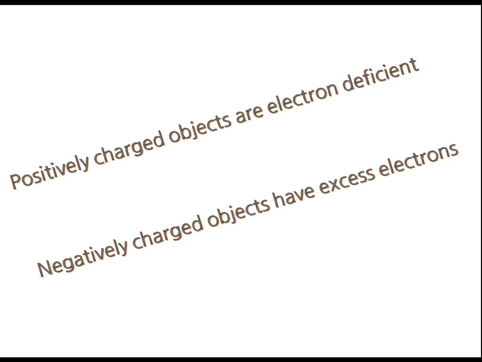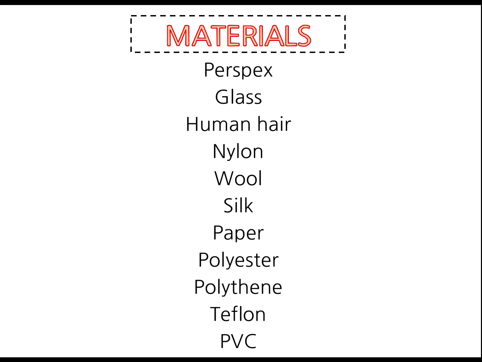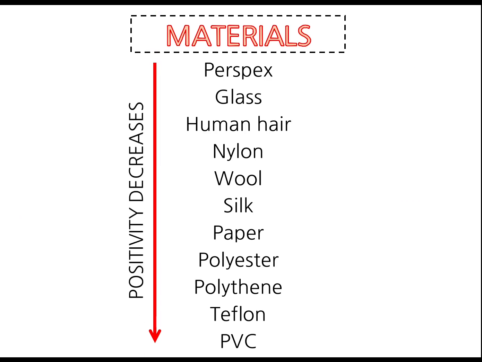Remember, positively charged objects are electron deficient. Negatively charged objects have excess electrons. Here is a list of materials to help us identify it as being positively or negatively charged. If you look at the red arrow going down from perspex to PVC, positivity decreases. That indicates perspex is the most positive and PVC is the least positive. We can also describe PVC as being negative compared to perspex, since PVC has a lower positivity than perspex.